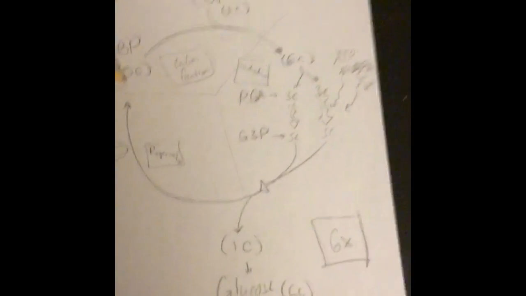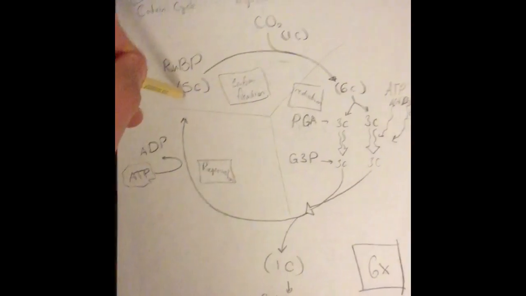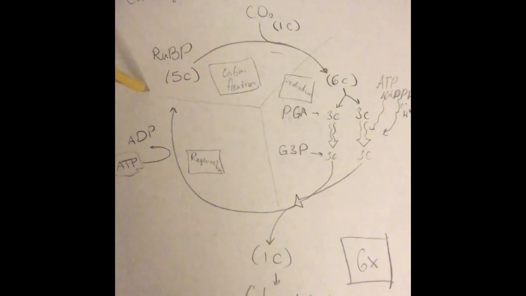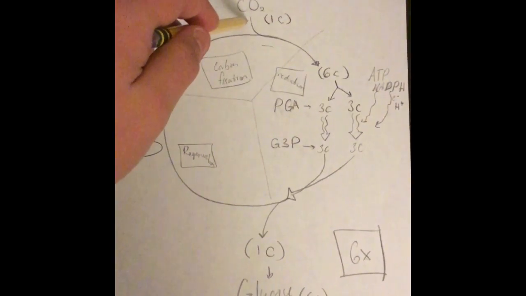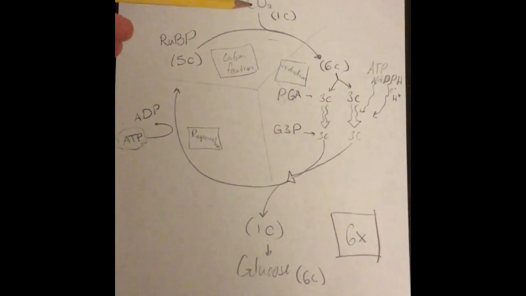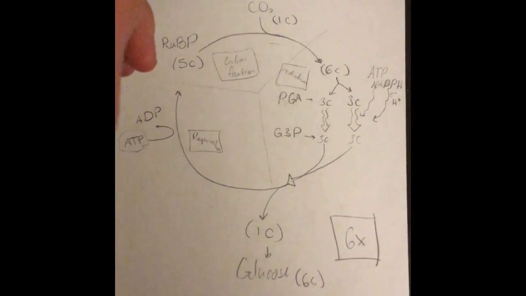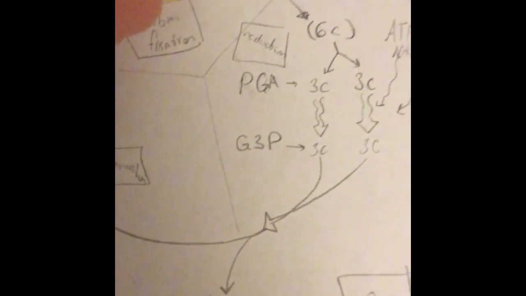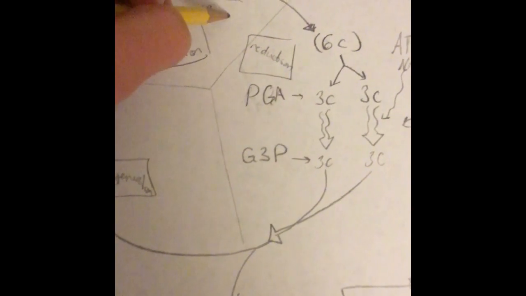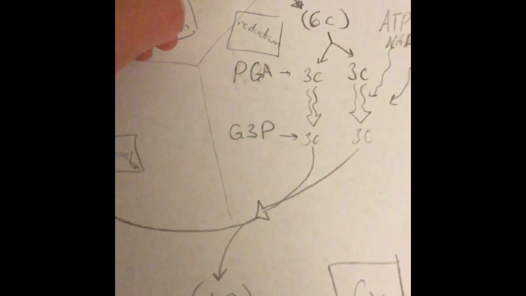Now there are 3 sections to this Calvin cycle. Carbon fixation, which is where they combine RuBP with carbon dioxide and turn carbon dioxide from a gas to a solid. So this would be from gas to solid.